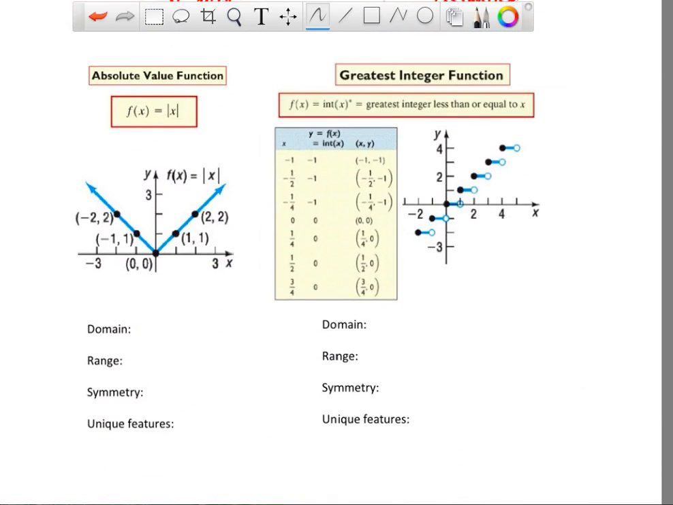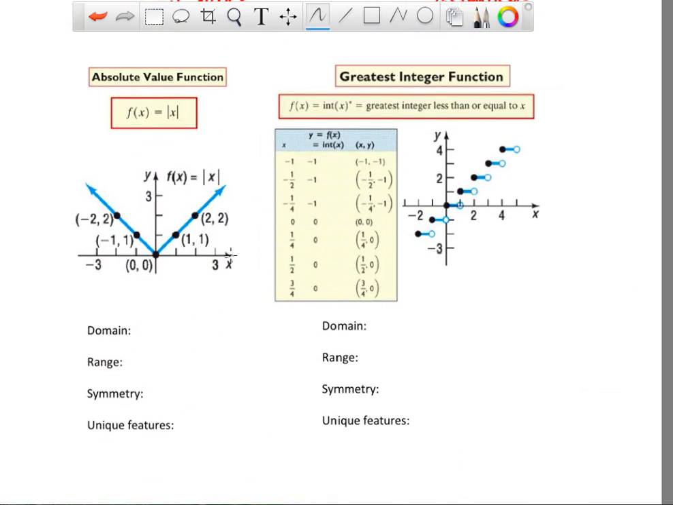We have two left. We don't do a lot with these per se, but they do occur quite a lot, and you definitely need to be familiar with them. So an absolute value function, the domain is all real numbers. You can put whatever you want in there. And this particular one goes through 0, 0, and then since it's an absolute value, it's always positive, so from 0 to infinity. Symmetry, yes, across the y-axis, so it's even.